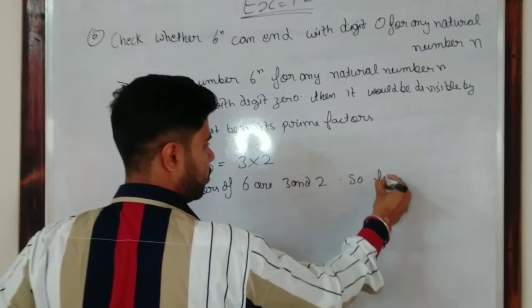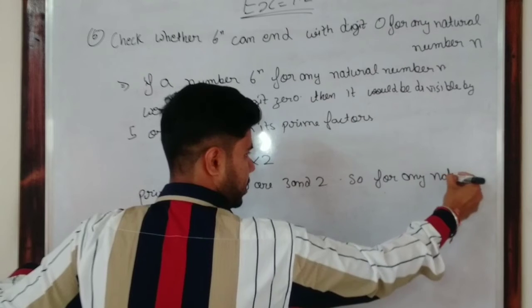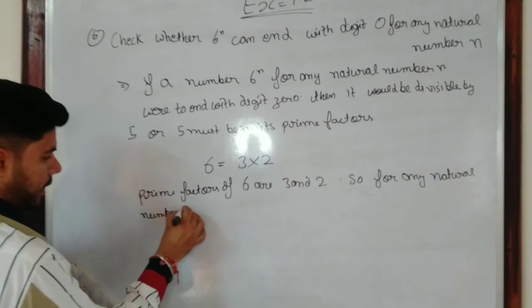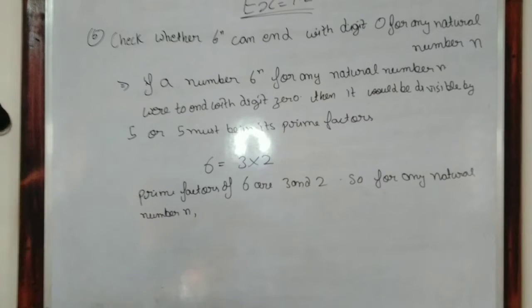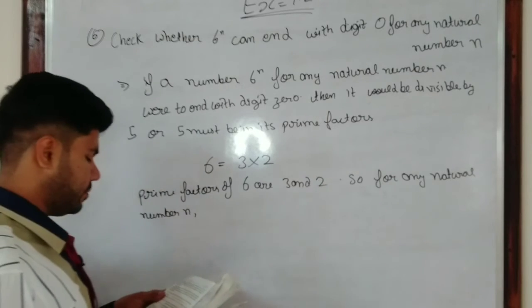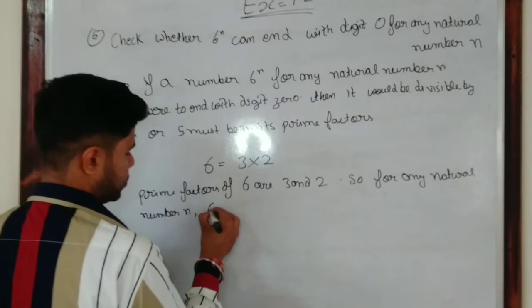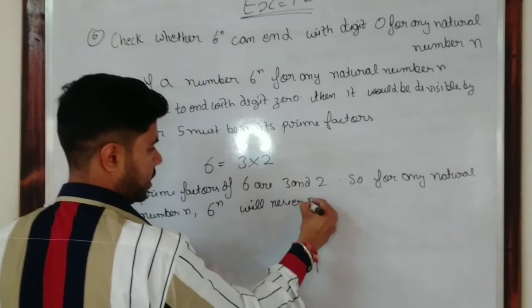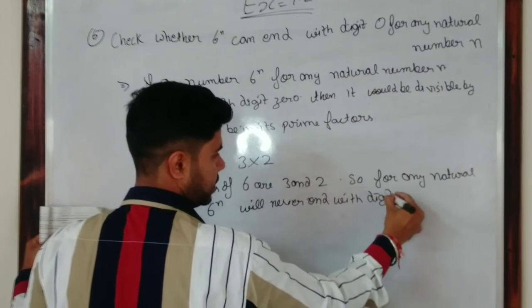So for any natural number n, or we can say there is no natural number n for which 6 raised to the power n will end with digit 0. 6 raised to the power n will never end with digit 0.